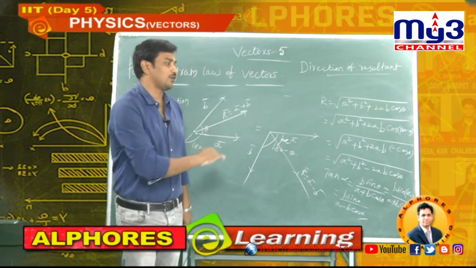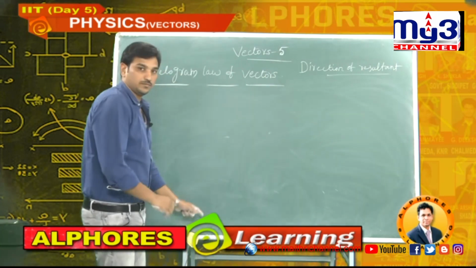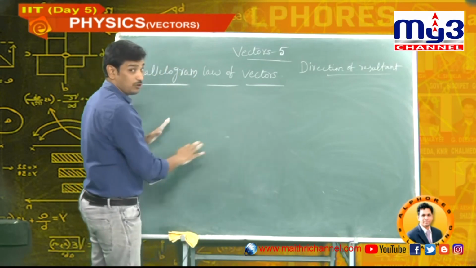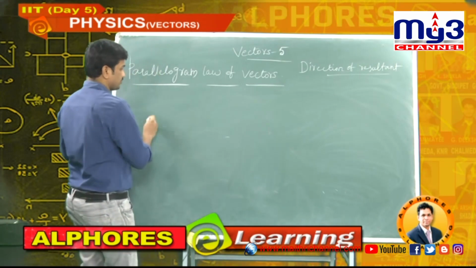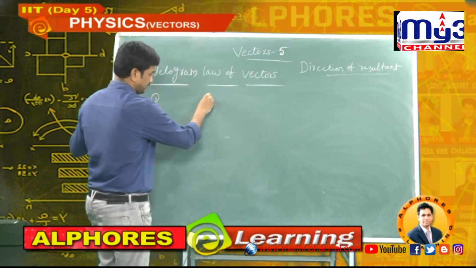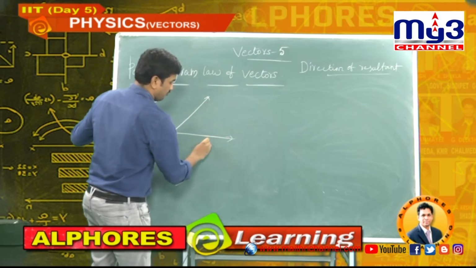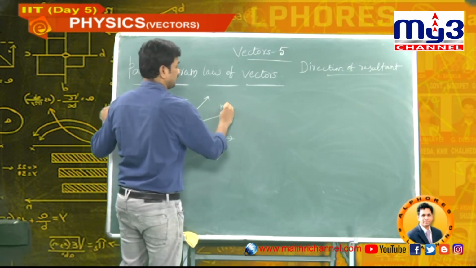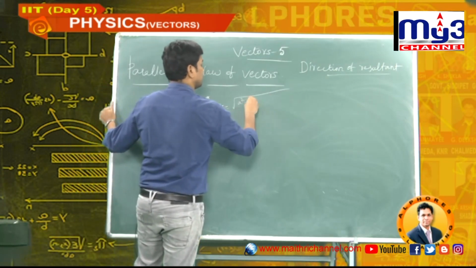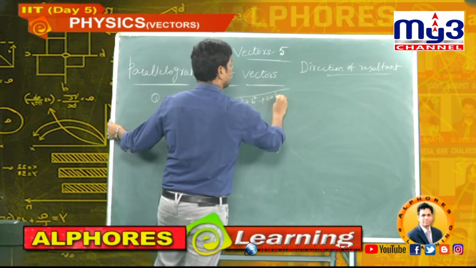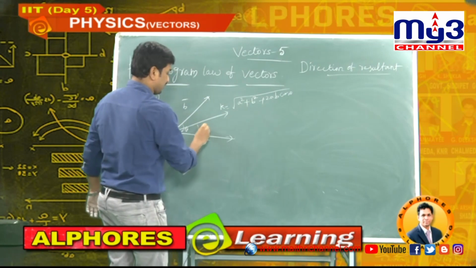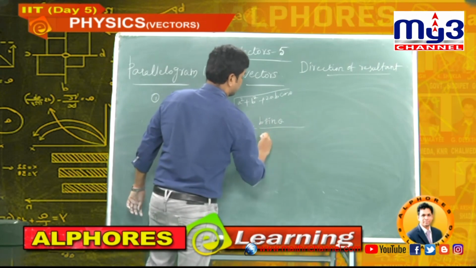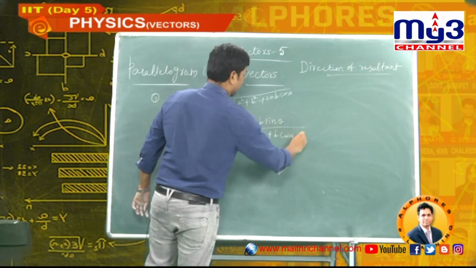the formulas depending on this parallelogram law of vectors. See here. Now overall for the parallelogram law of vectors, what are the formulas we use here? First one, I am just giving the final formulas. A bar, b bar, angle theta. What is the resultant formula? Under root a square plus b square plus 2ab cos theta. Now what is alpha? Tan alpha is equal to b sin theta by a plus b cos theta.